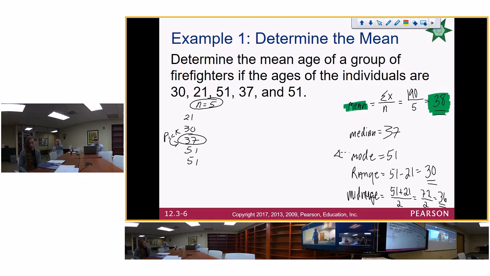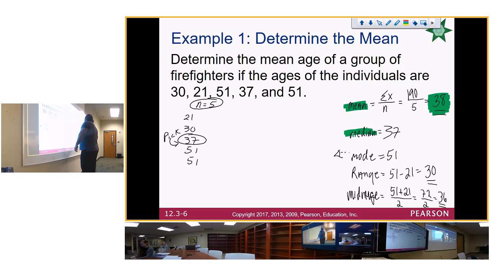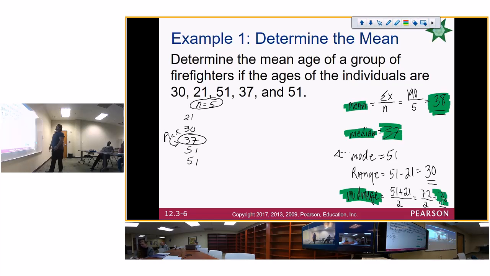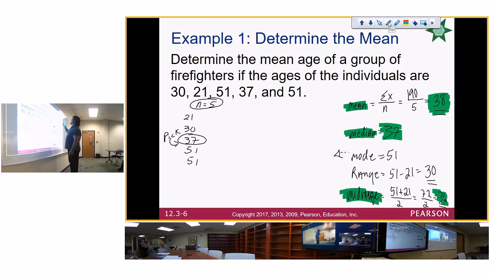The mean, the median, and the mid-range. What do you notice about those 3 numbers? They're all what? They're around the same number. They're all close, right?